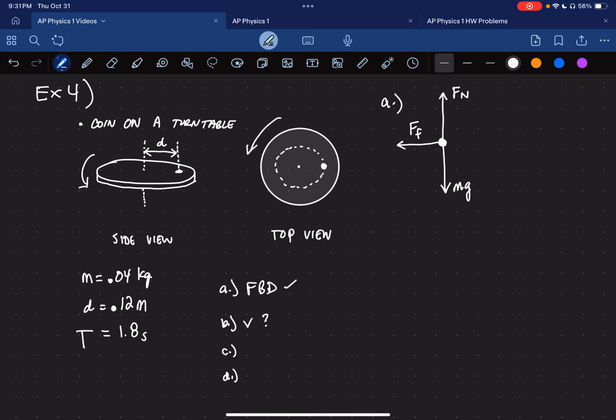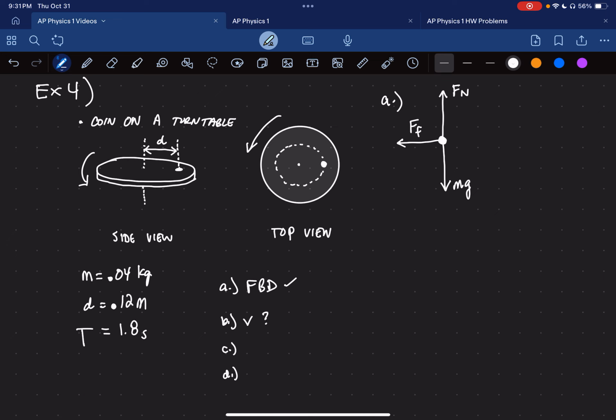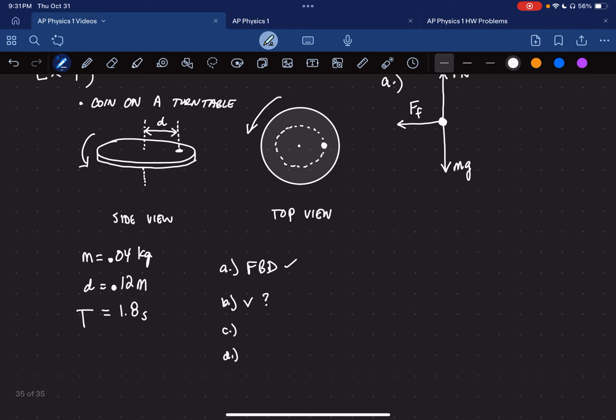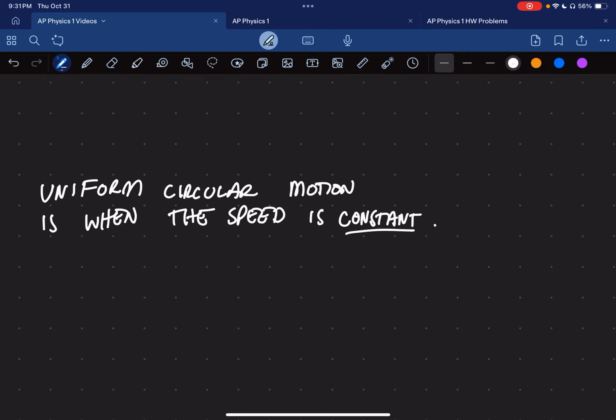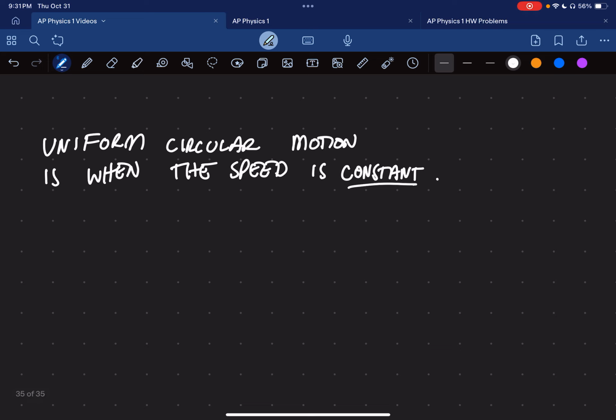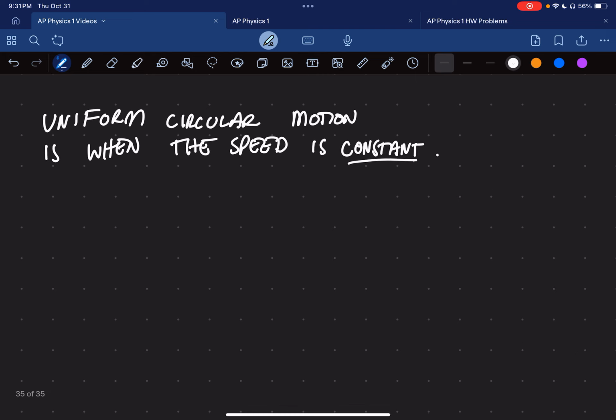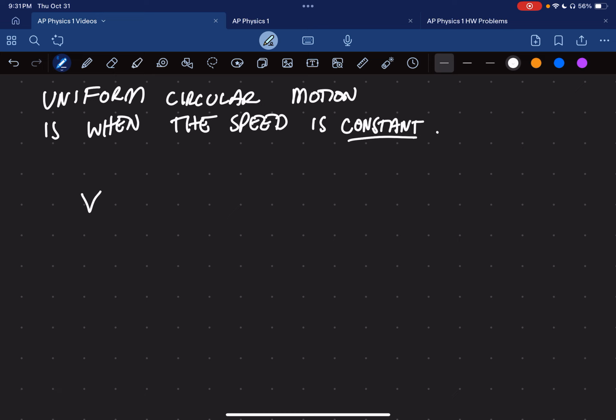And now we want to figure out the speed of the coin. That's the next question. To get into the speed, I have to talk a little bit about this. This coin on the turntable is actually a special case of circular motion. It's uniform circular motion. In other words, the speed of the object is constant. And we have an equation for this. The speed is equal to 2 pi r over the period. So we're going to talk about all this. V is the speed.